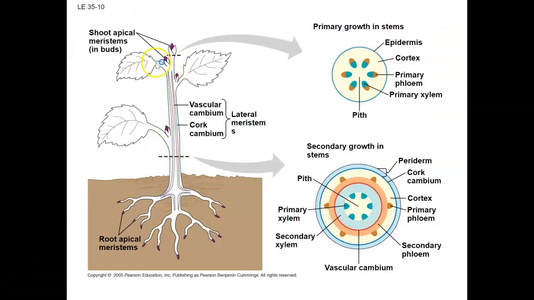And so that is shown here. Here's an apical meristem. This is an axillary meristem. But here's where primary growth would be occurring at the shoots, also here, and then at the roots. But secondary growth is going to be occurring near the wide part of the stem, and also of the root system right here. And that is going to involve a different type of meristematic tissue called the lateral meristems.